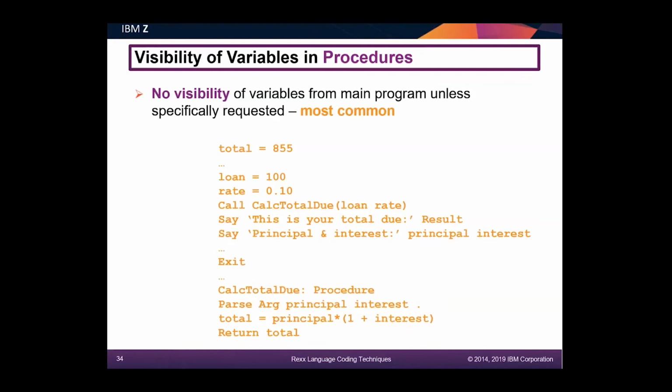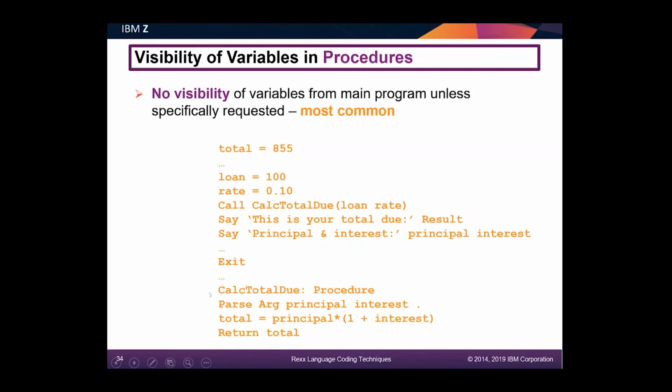So let's look at this example. We have total equals 855. That's somewhere else in my program. I'm using it maybe for some other function. And then now I want to calculate a loan rate. And so I'm saying loan is equal to 100, rate is equal to 0.1. I call my subroutine, calculate total due, and I pass it again the value of loan and rate. So I'm passing in 100 and 0.1.